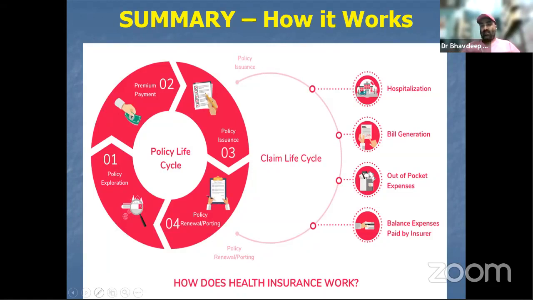We know hospitalization, bill generation, out-of-pocket expenses, and balance expenses paid by the insurer. So policy exploration, premium payment, policy issuance, and renewal. And from policy issuance, this is the process. This is the claim life cycle, or we call it the CLC. So if you're not happy here, you can actually opt for policy renewal, or you can port it out to another provider, as per your listing.